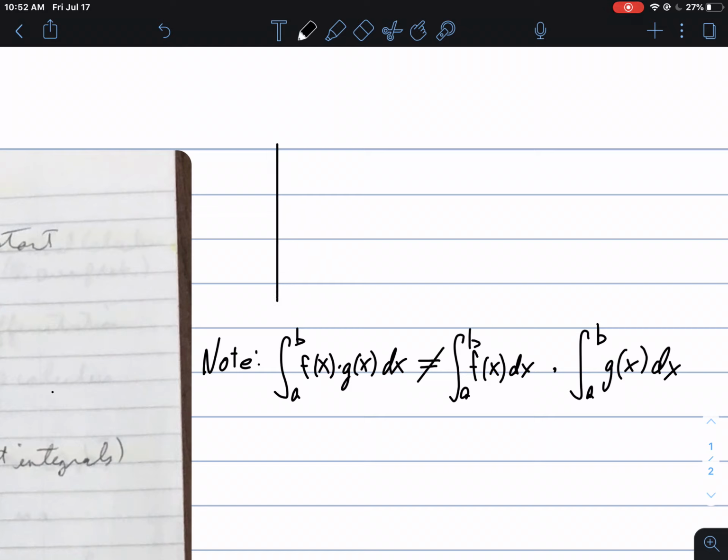I just thought about putting this graph up. So let's say I have a constant function. Here's our function f of x equals c. And if I integrate that function from a to b, I'm calculating the area under that curve from a to b.